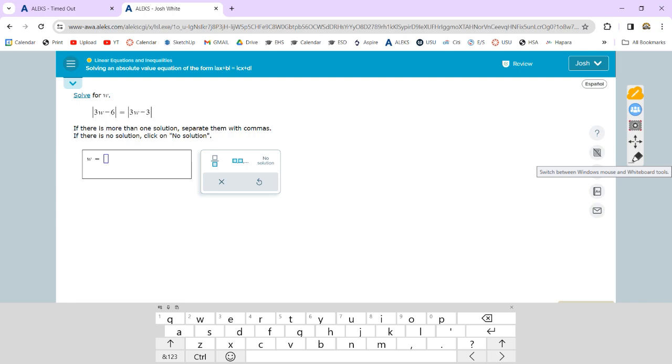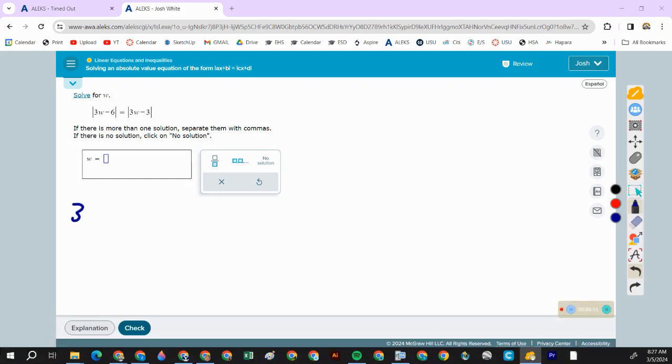Okay, this one looks kind of tough. Can an absolute value equal an absolute value? As long as the stuff in the middle is the same distance from 0. So we know either 3w minus 6 is equal to 3w minus 3, or we also know that 3w minus 6 could equal the opposite of 3w minus 3.